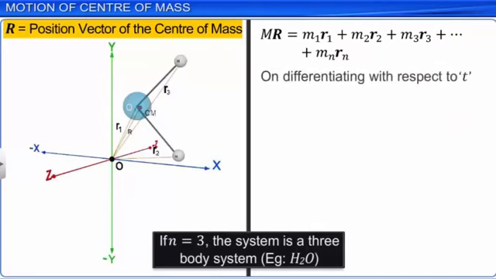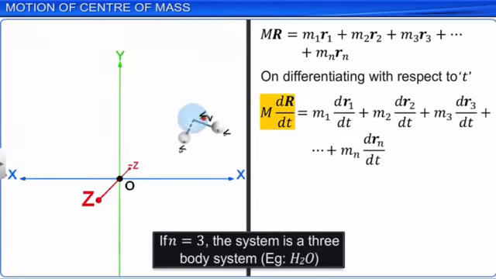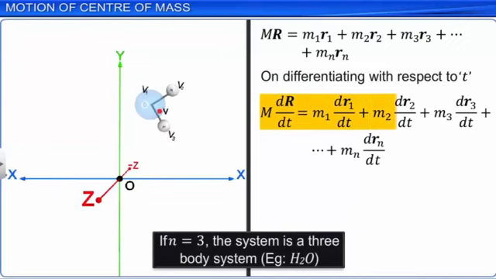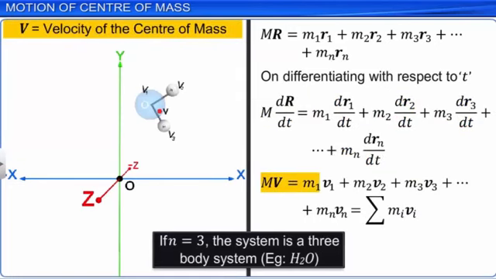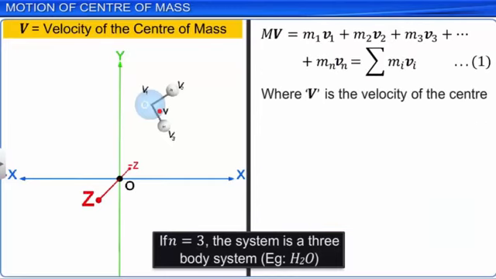On differentiating both sides of the expression with respect to time, we get M dR by dt is equal to m1 into dR1 by dt plus m2 into dR2 by dt plus m3 into dR3 by dt and so on, plus mn into dRn by dt. MV is equal to m1 v1 plus m2 v2 plus m3 v3 and so on, plus mn vn, which is equal to sigma mi vi. Let this be equation 1, where V is the velocity of the center of mass and vi represents the velocity of the ith particle.